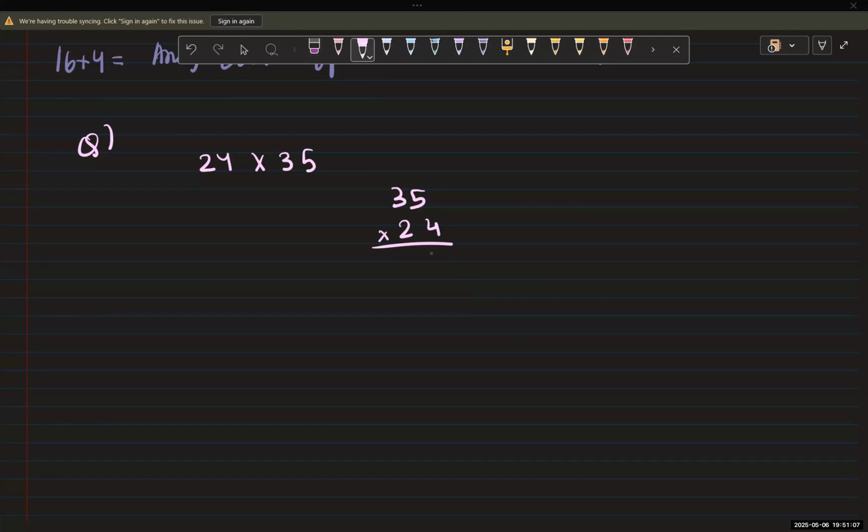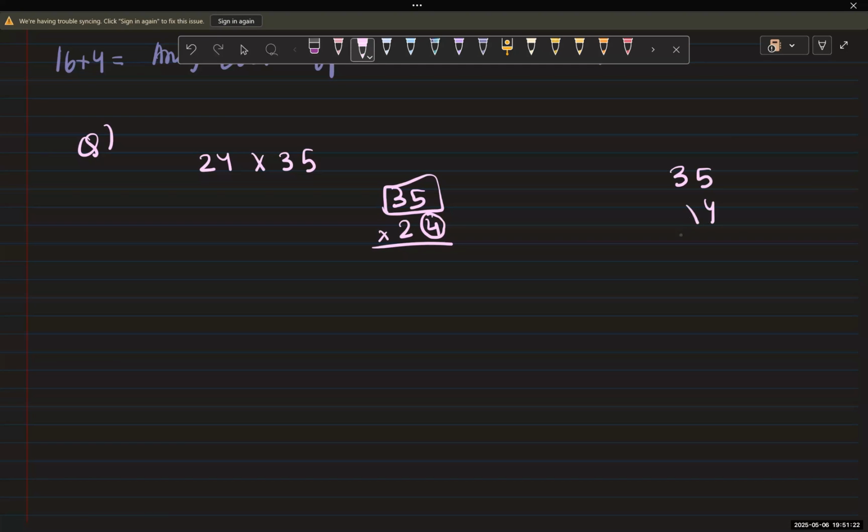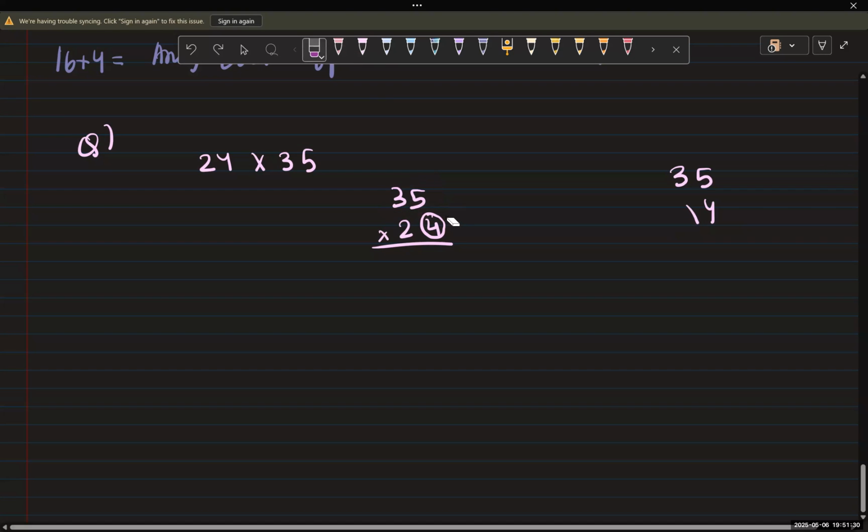First listen, then you can write it down. I'll give you some time. So first what we're going to do is we'll take 4 and multiply it with 35. So basically what we have to do is 35 times 4 separately, and then we'll take 2 and multiply it with 35. Okay, so let's take it step by step.